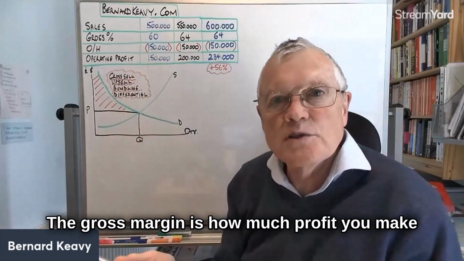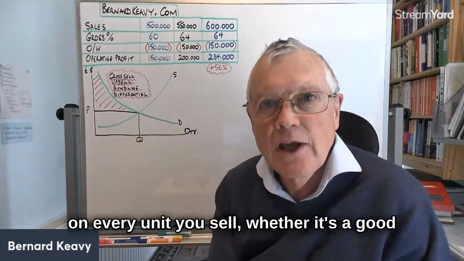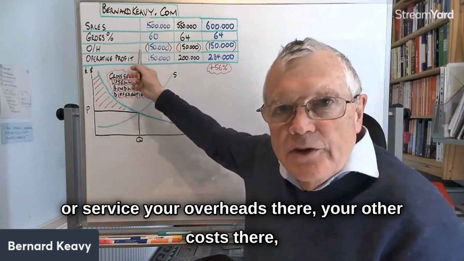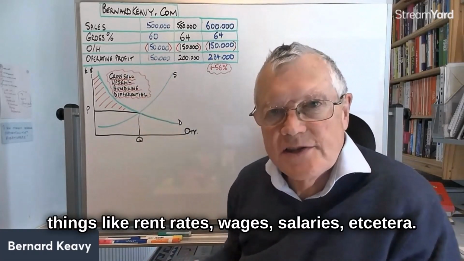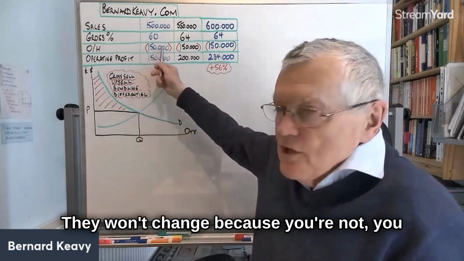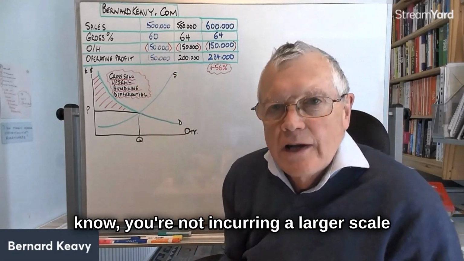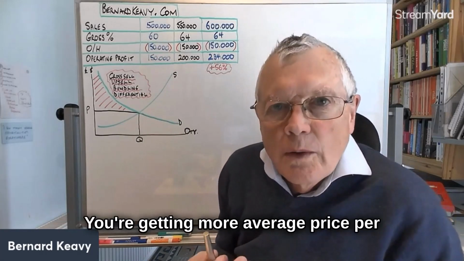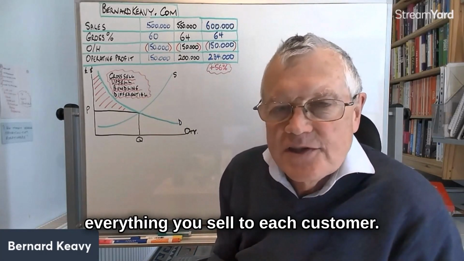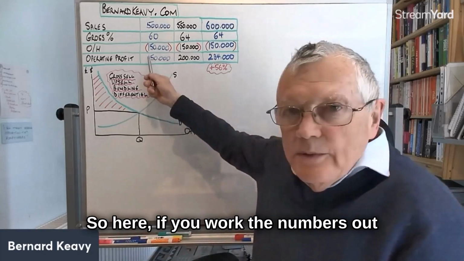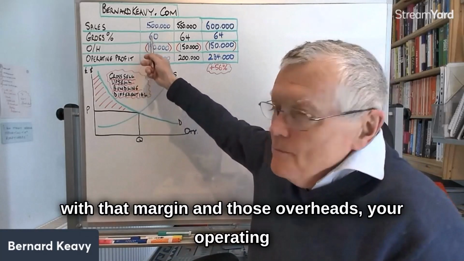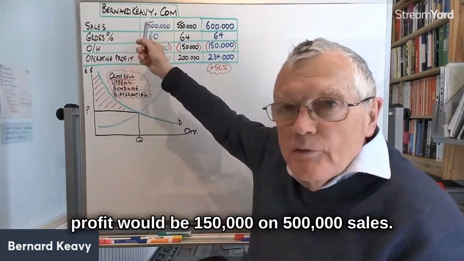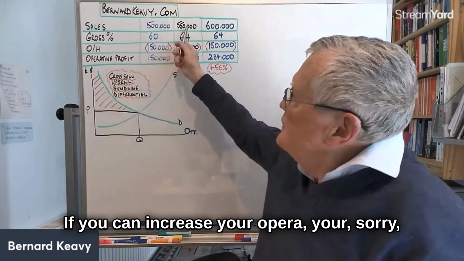And that's fine. Because you're increasing your average price, you'll increase your gross margin. The gross margin is how much profit you make on every unit you sell, whether it's a good or service. Your overheads are your other costs, things like rent, rates, wages, salaries, etc. They won't change because you're not incurring a larger scale of operation. You're just getting more average price per everything you sell to each customer. So if you work the numbers out with that margin and those overheads, your operating profit would be 150,000 on 500,000 in sales.